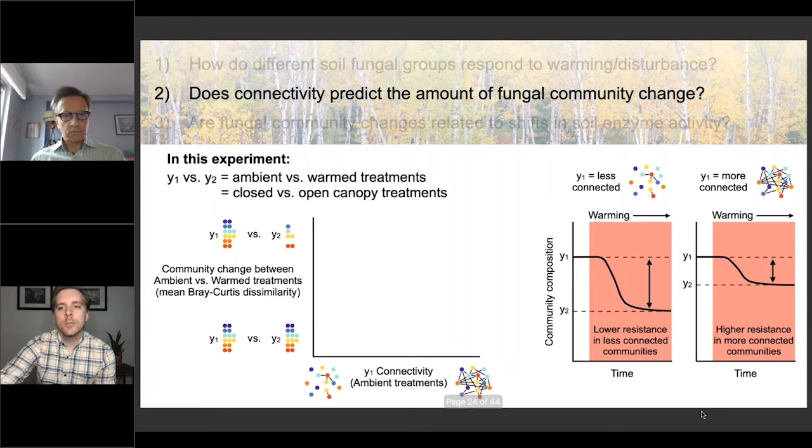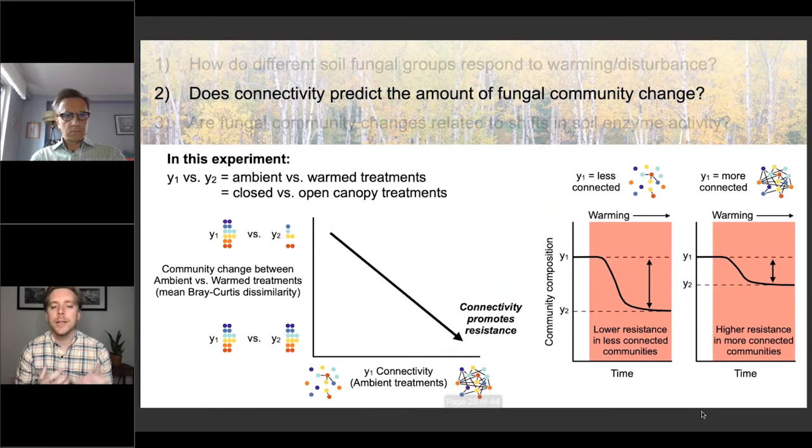And I was interested in relating this to how much connectivity was in the community at the starting level. So how much connectivity was in the community under ambient treatments in this case? If we find a negative relationship, this would suggest that connectivity helps promote resistance to change, and that more connected communities are more similar between ambient versus warmed treatments, suggesting that they're more resistant to experiencing compositional shifts.